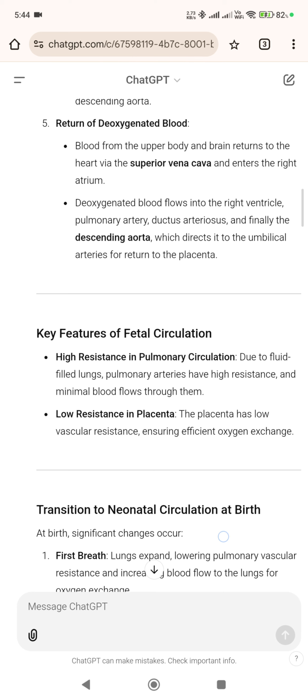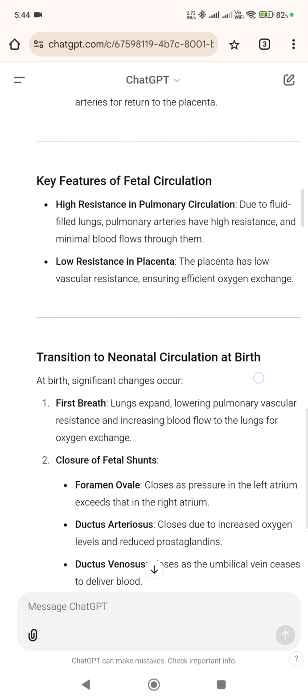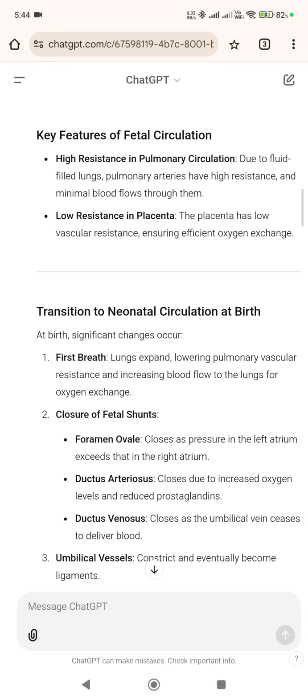Key features of fetal circulation. High resistance in pulmonary circulation: due to fluid-filled lungs, pulmonary arteries have high resistance and minimal blood flows through them. Low resistance in the placenta: the placenta has low vascular resistance, ensuring efficient oxygen exchange.